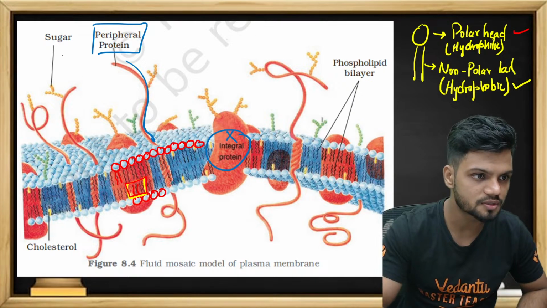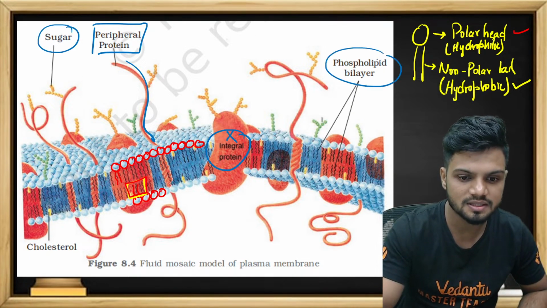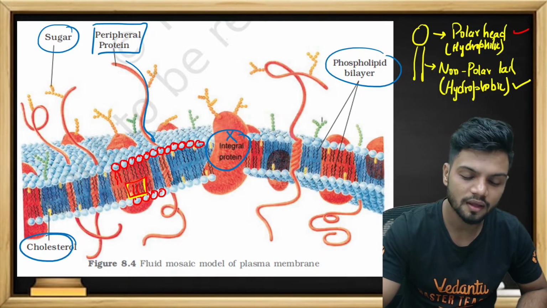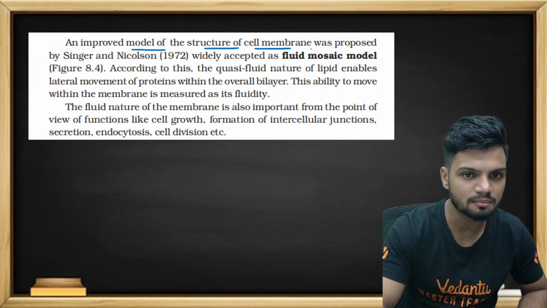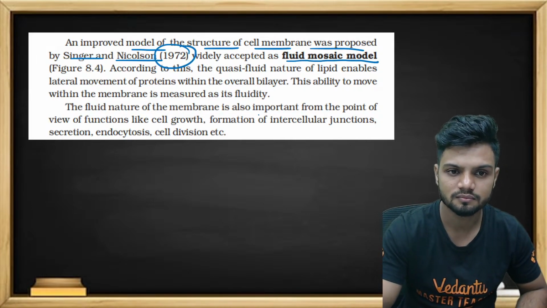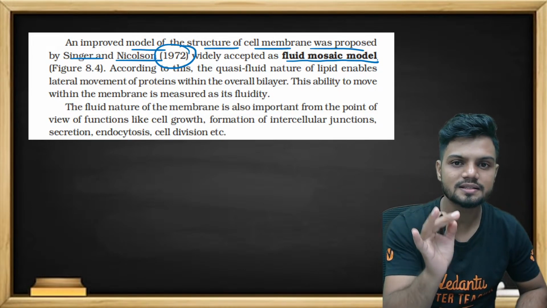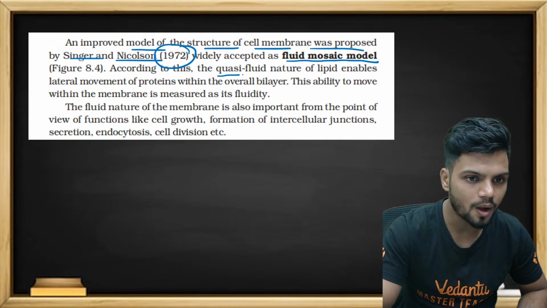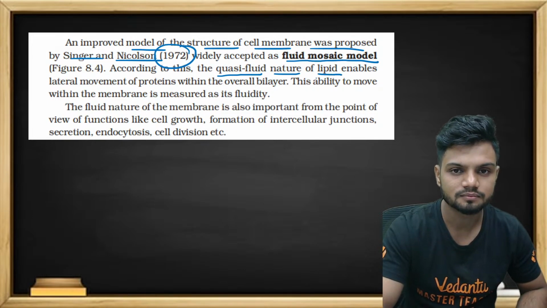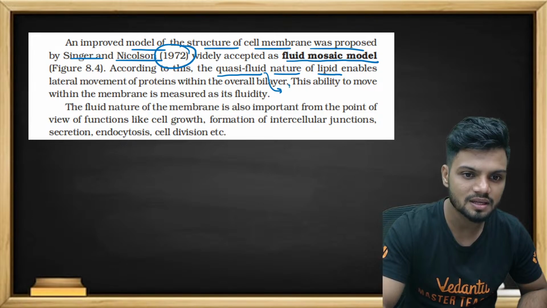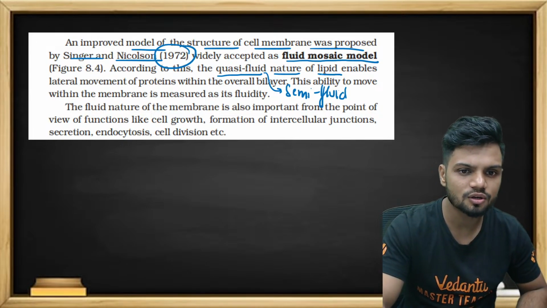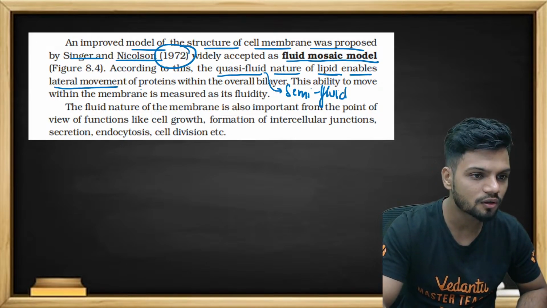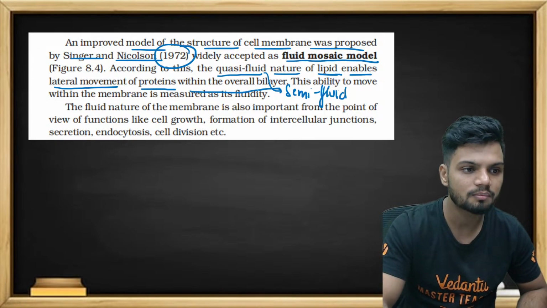This is the structure. Can you see? Sugar is your carbohydrates, lipids, cholesterol, everything is present. Now, an improved model of the structure of the cell membrane was proposed by Singer and Nicolson in 1972, widely accepted as the fluid mosaic model. According to this, the quasi-fluid nature of lipid, quasi-fluid meaning semi-fluid nature, enables lateral movement of proteins within the overall bilayer.